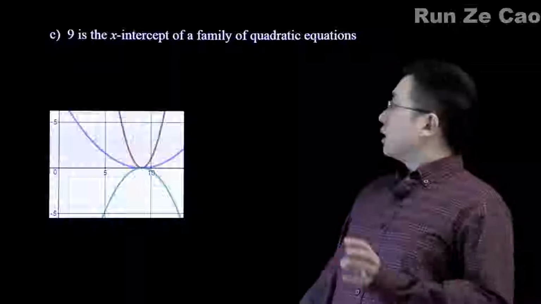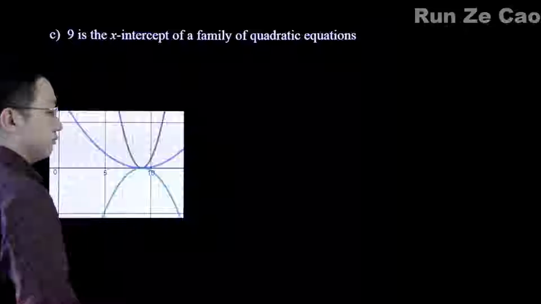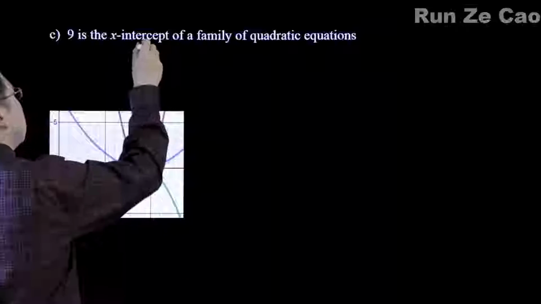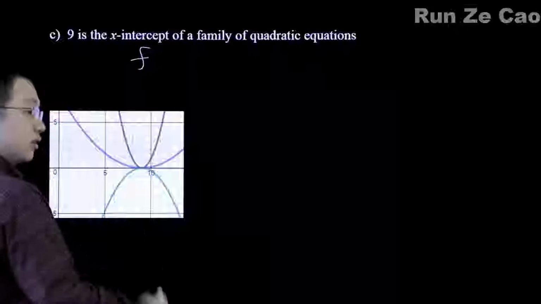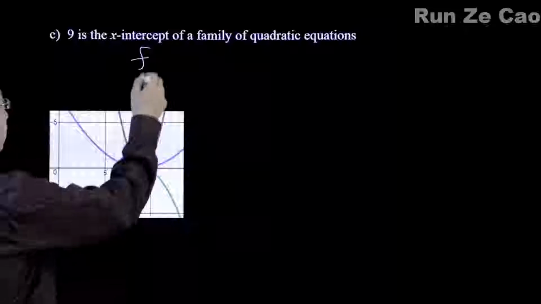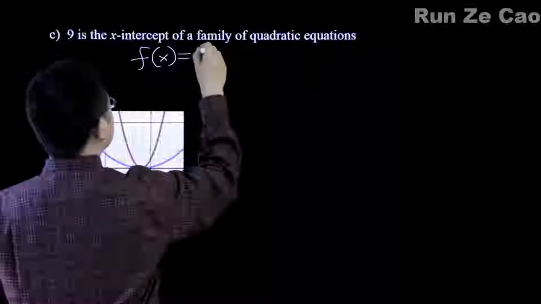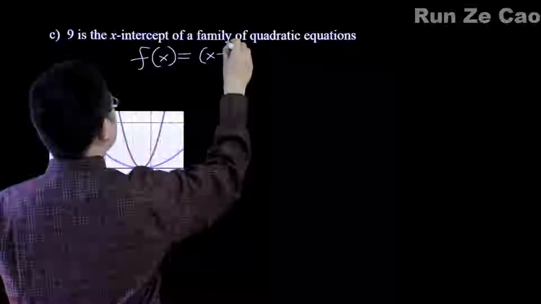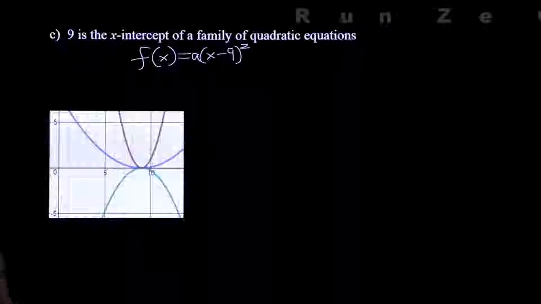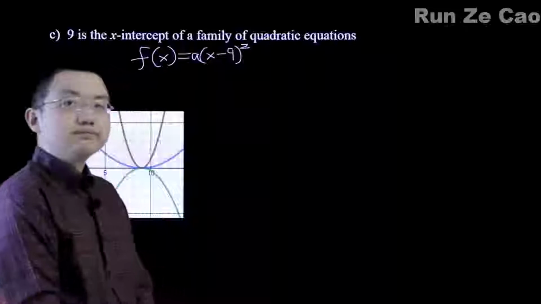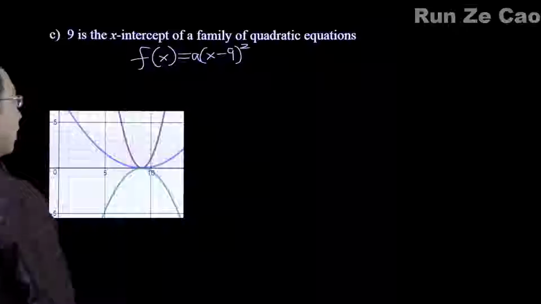Okay, C. 9 is the x-intercept of a family of quadratic equations. What does this do? Well, we know that we can have 2 zeros, we can have 1 zero, so in other words, 2 identical zeros, or we can have no zeros. So f(x) equals a times (x - 9) squared. So when x is equal to 9, this is 0. We have 2 identical zeros, or 1 zero as most people would call it.